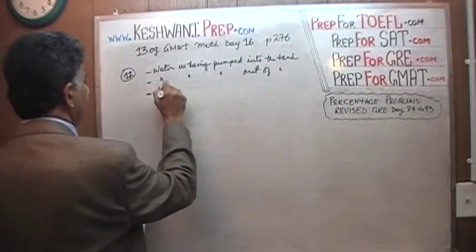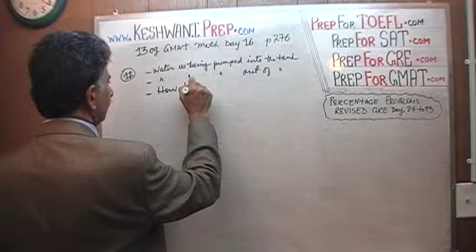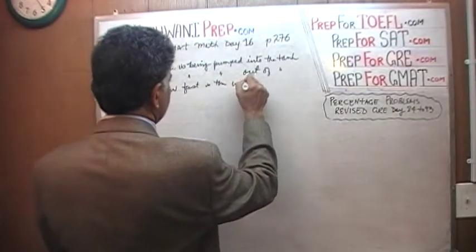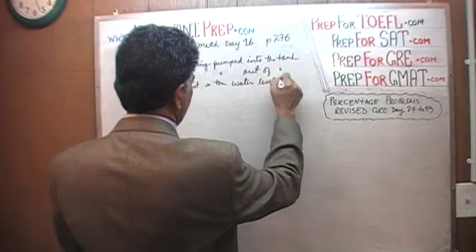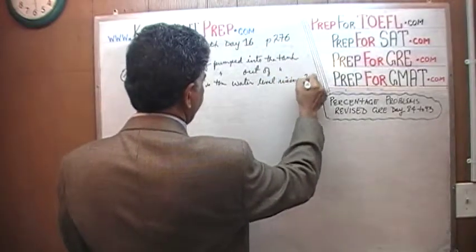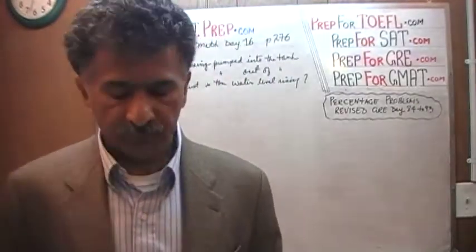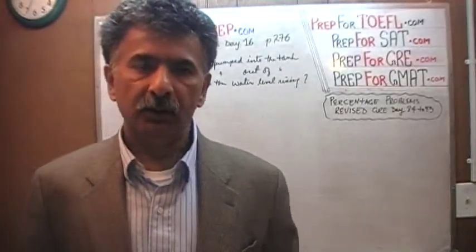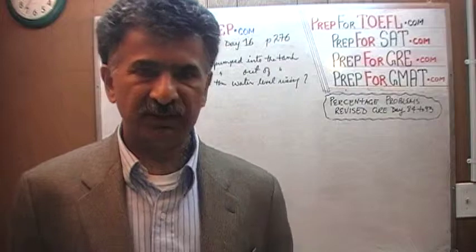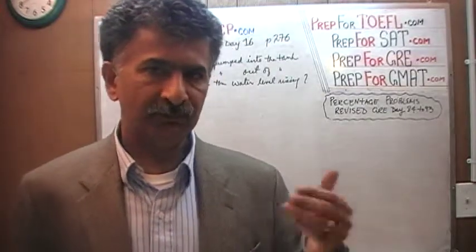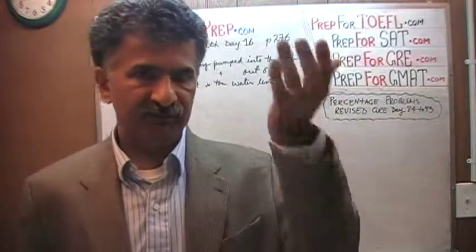The question simply is, how fast is the water level rising? The mere fact that they're asking us how fast the water level is rising tells us that the rate of water coming in must be greater than the rate at which the water is leaving the tank. The net flow is positive.